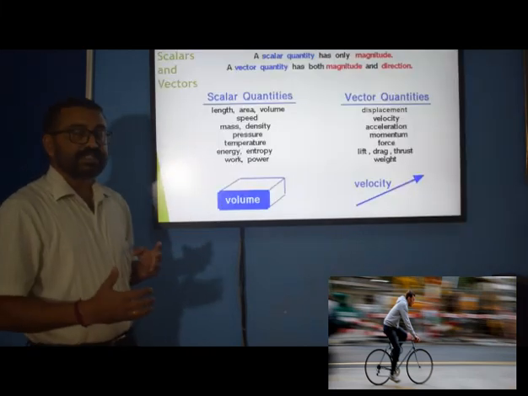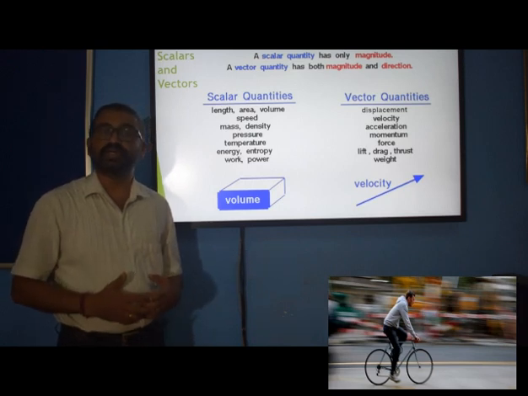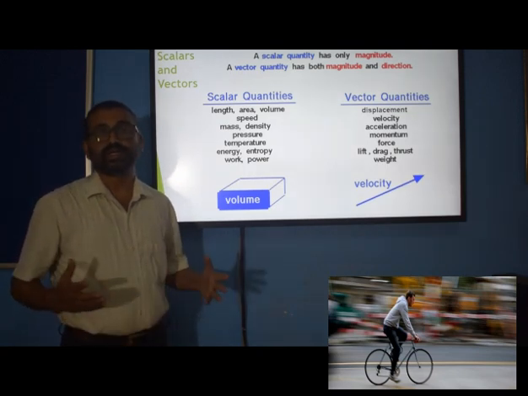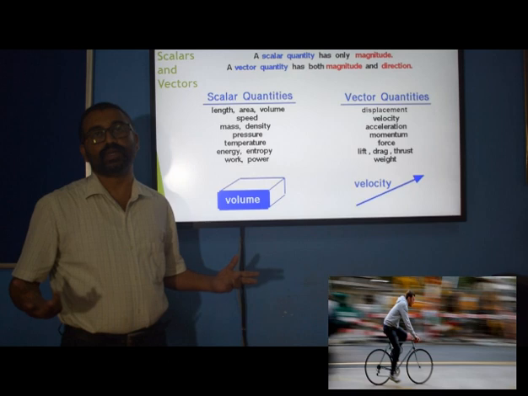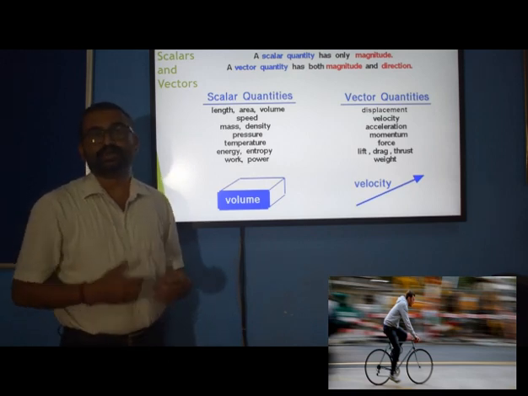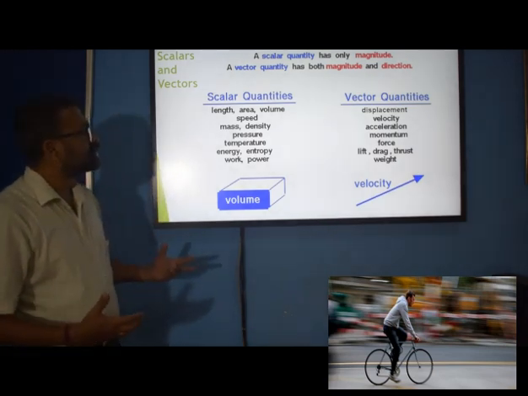Now, in physics, physical quantities are basically classified into 2 categories. One is a vector quantity and the second one is a scalar quantity. What are vector quantities and what are scalar quantities? It's again a confusing term in the early ages of studying physics. But it is a very simple term.